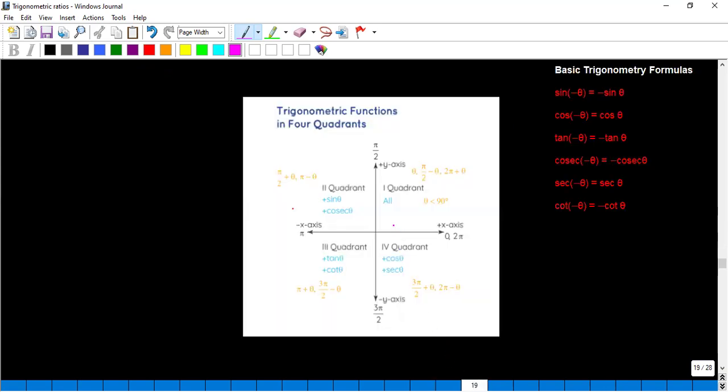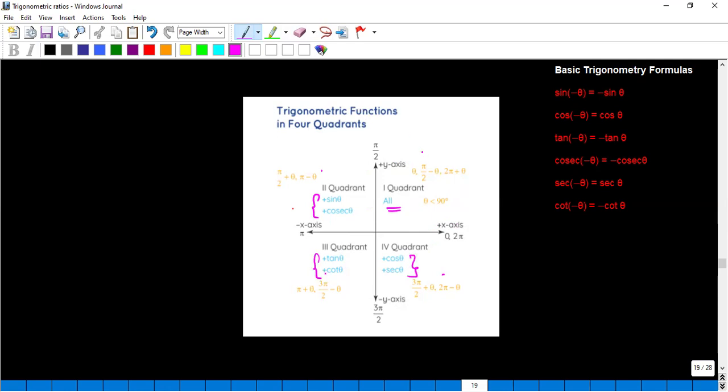Already we have discussed this. The entire plane is divided into 4 quadrants. This particular area is quadrant 1, this is quadrant 2, quadrant 3, quadrant 4. In quadrant 1, all trigonometric ratios are positive. Here only sine and its inverse, cosecant, are positive, remaining negative. Here tan and cot are positive, here cos and secant are positive.